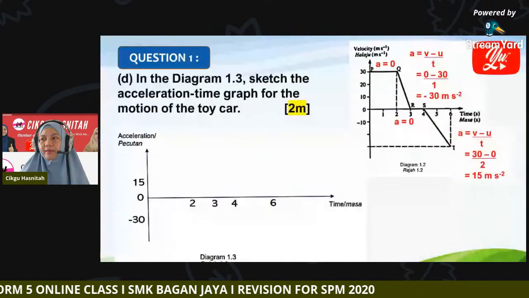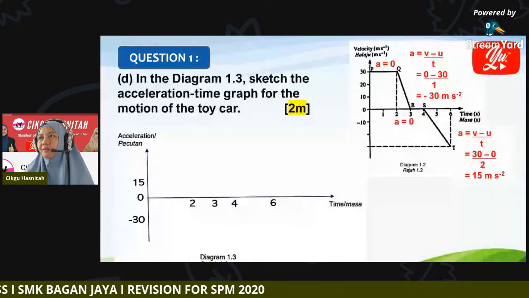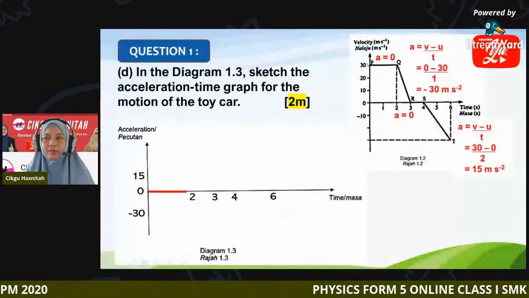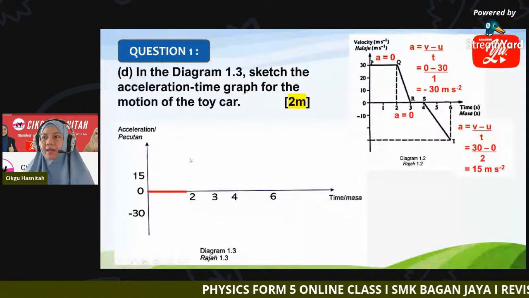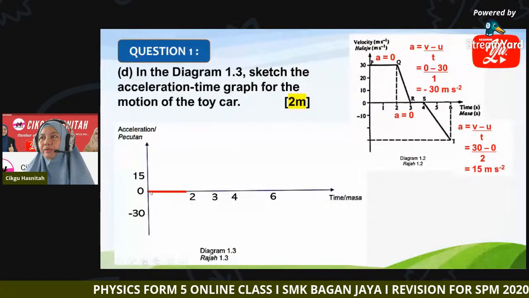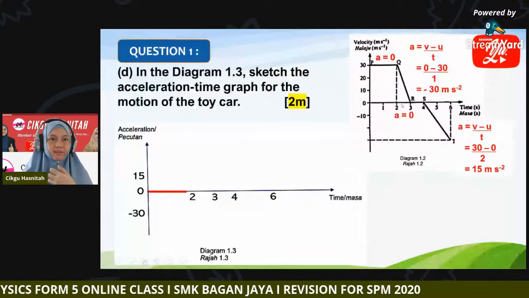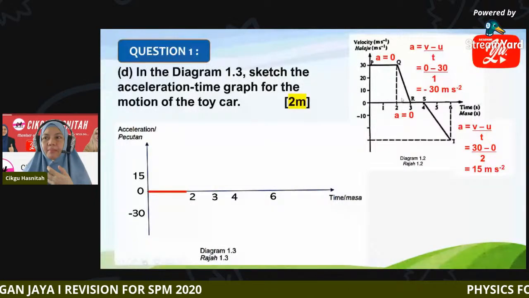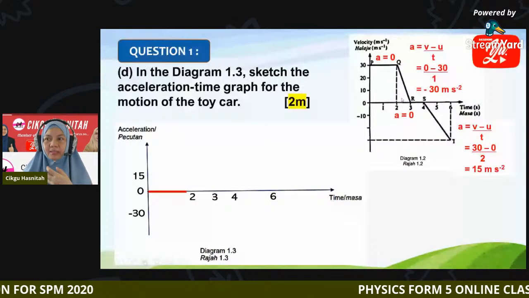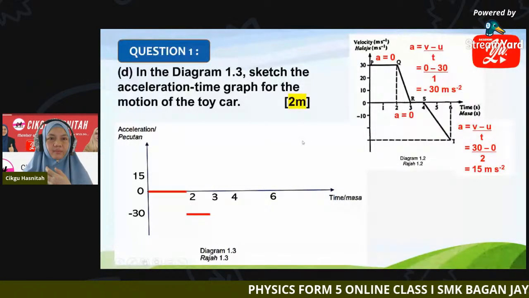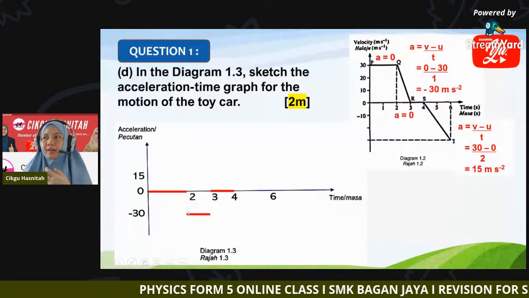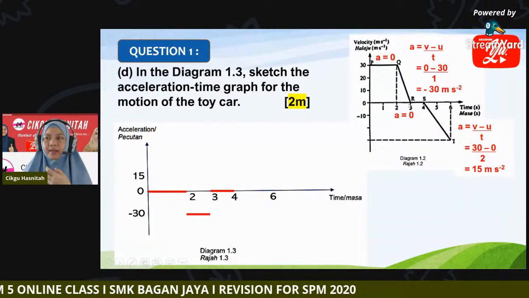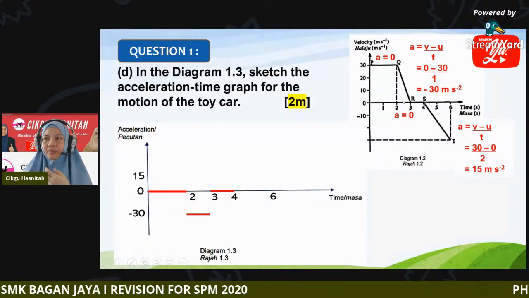Okay, so in the first 2 seconds, acceleration is 0. So this is the line. Then from 2 to 3 seconds, it decelerates uniformly at negative 30 meter per second squared. So this is the line below, showing deceleration. And then in 3 to 4 seconds, velocity is 0, acceleration also 0. So this is the line.